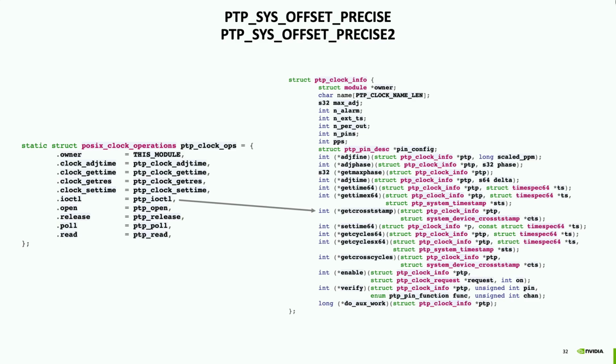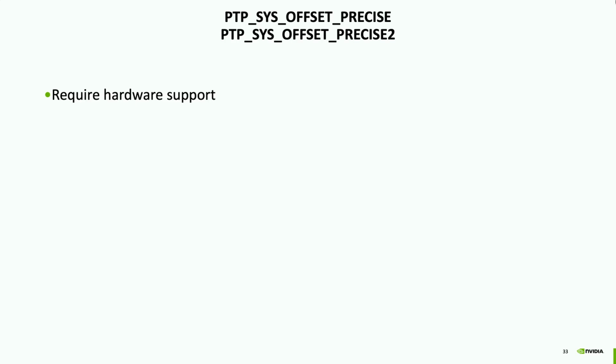So the next one is the sysoffset precise. This is the functionality that will be used if your device supports the hardware accelerated cross timestamping of the time of your device clock and the time of your system clock. So for example, PTM falls into this category. If your device supports PTM, you will need to implement this functionality and return the cross timestamps calculated based on the PTM transaction. This one requires hardware support.